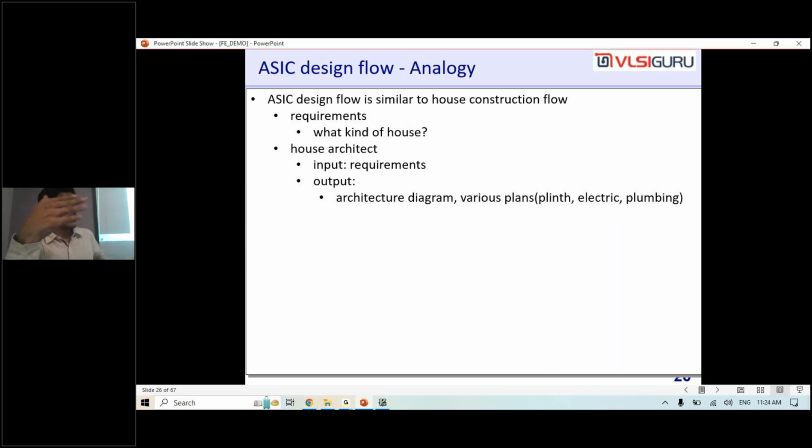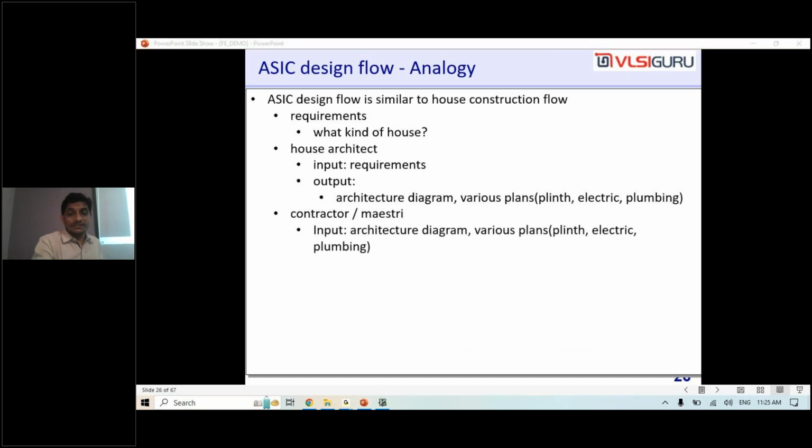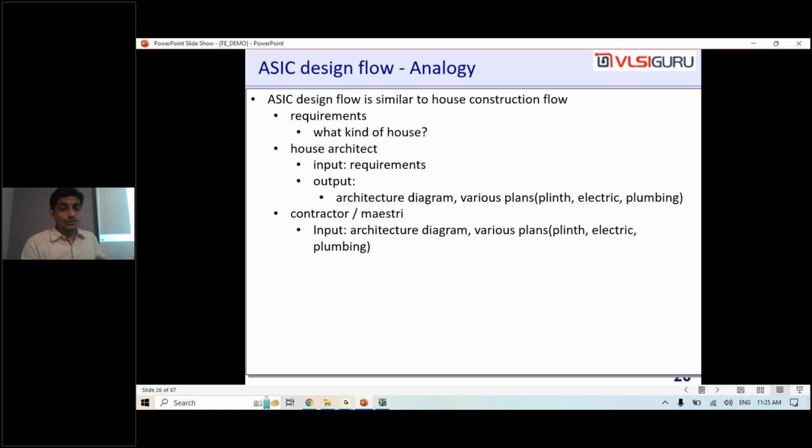Then whom do you go to in the next step? Some contractor or some maestri will be there. For him, what is the input? Whatever is the output from the previous stage, that is his input. You go to a contractor, he won't ask you requirements again, he will tell you, give me the plans. Then what will he give you? The basic building structure. He will construct the building structure and give it to you.